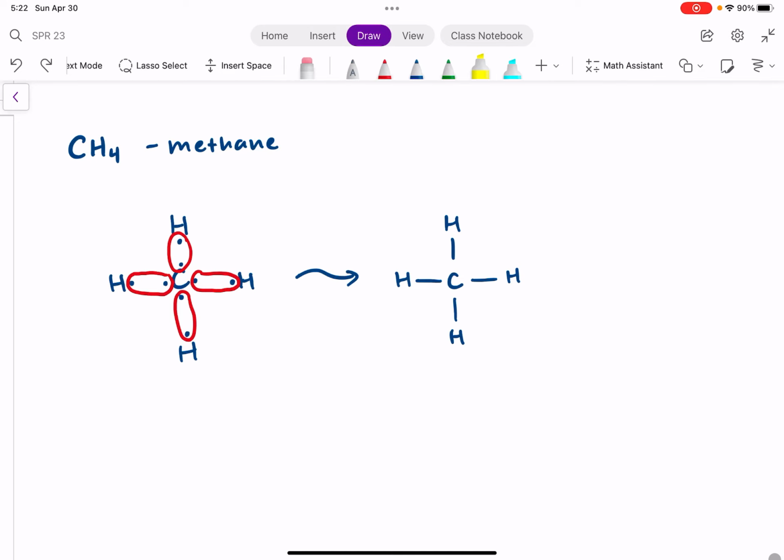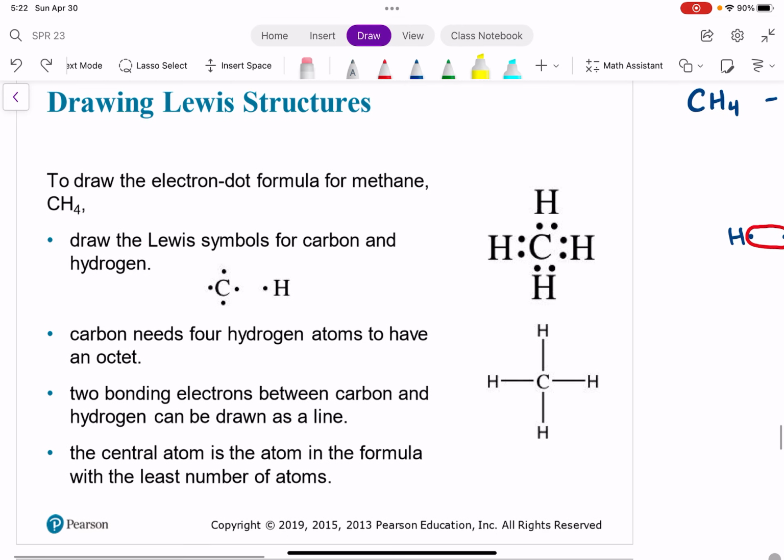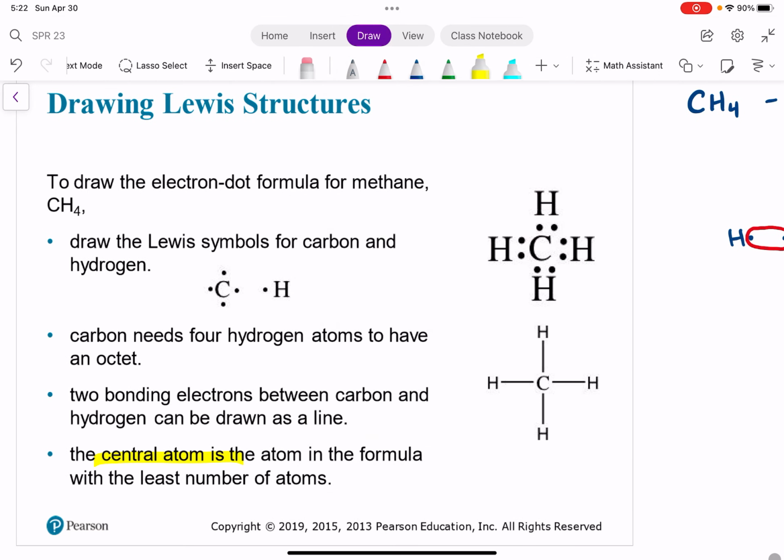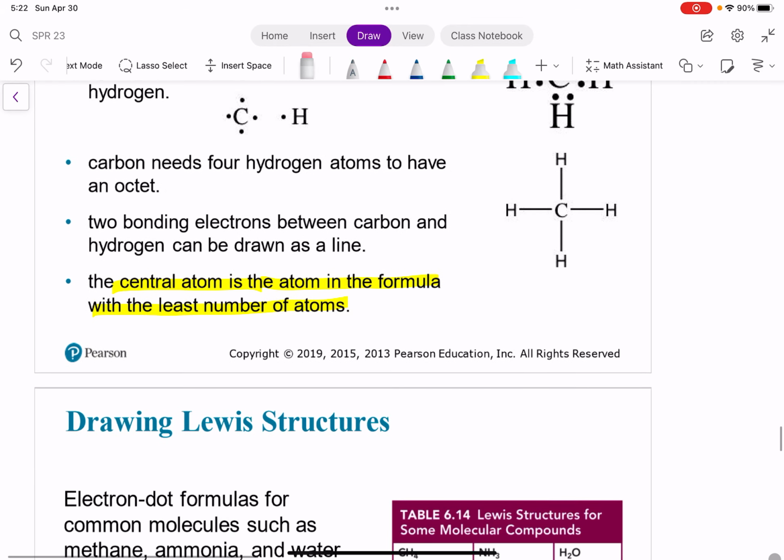And I will say I don't have a great trick for it. But here they say that the central atom is the atom in the formula with the least number of atoms. And I think that's generally a good way of looking at it. So say you had C2H6, there are fewer carbon atoms than hydrogen atoms, so you would put the carbons in the middle and orient the other ones around them. It's not a fuzzy answer, but you'll get used to it as you do more, okay? I promise.